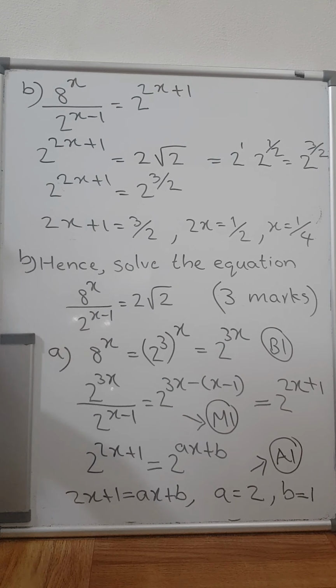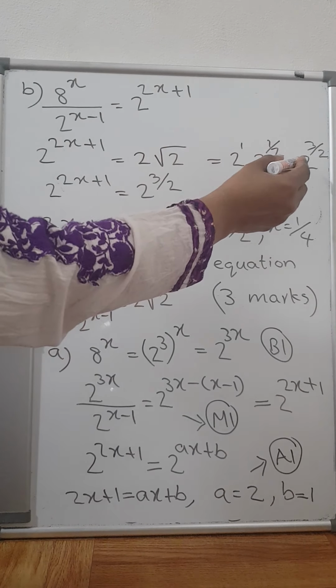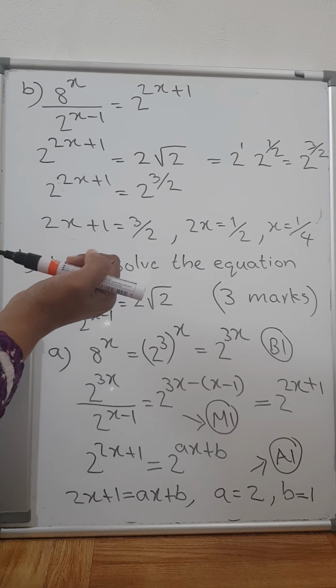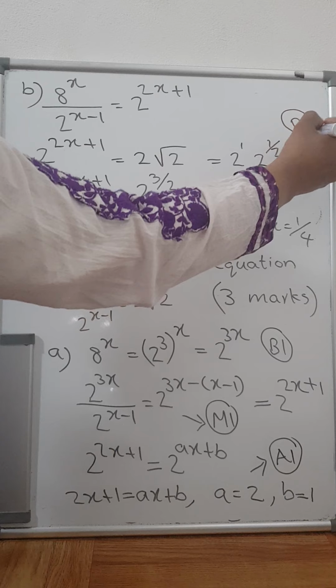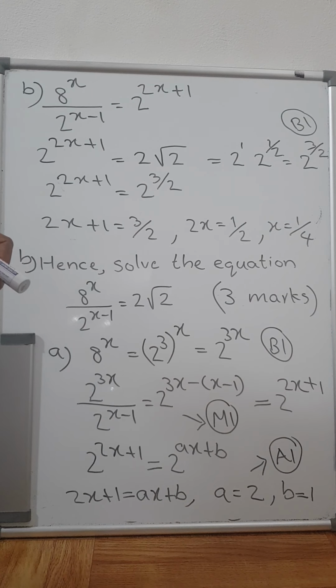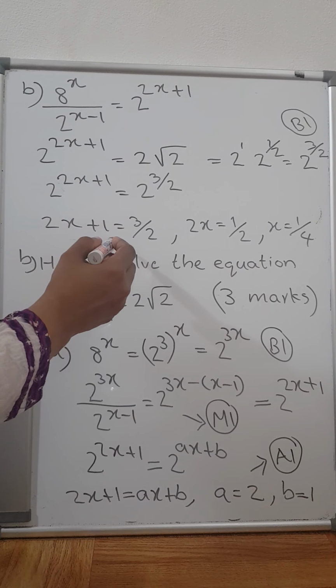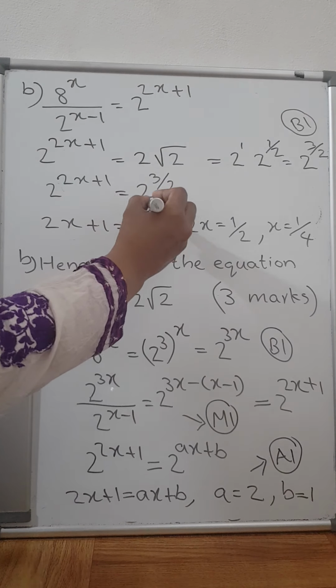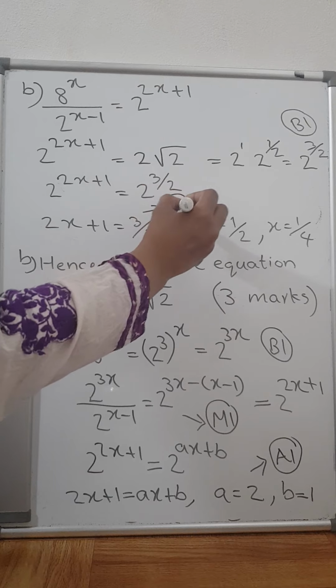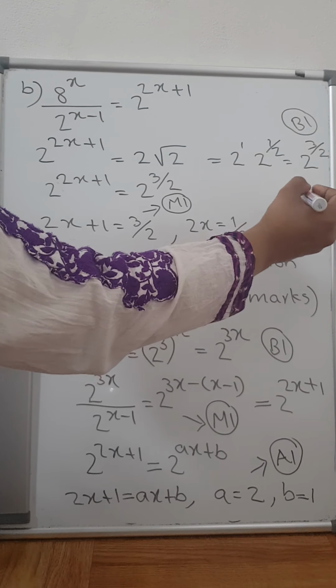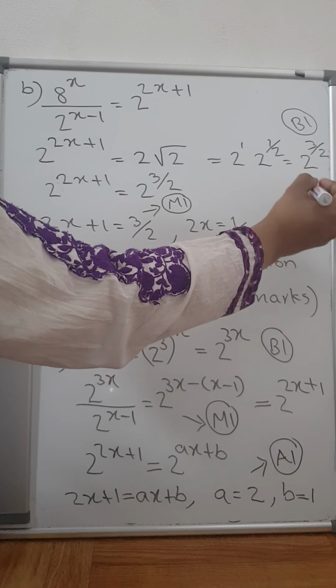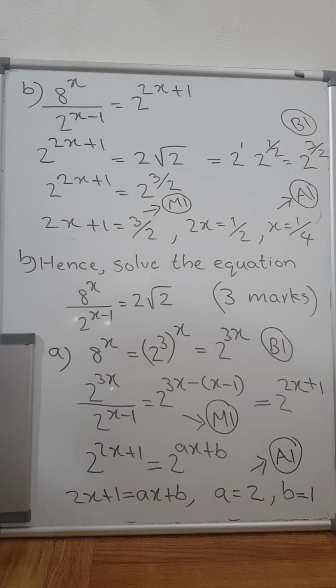The B part also carries 3 marks. For writing 2 root 2 as 2 to the power 3 by 2, we are getting our first 1 mark, B1, the independent mark. Then for writing 2x plus 1 as 3 by 2, we are getting our next mark, the method mark M1. And for finding x is equal to 1 by 4, we are getting our final mark, the accuracy mark A1. Now we have completed the problem.